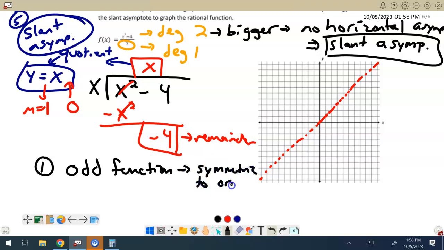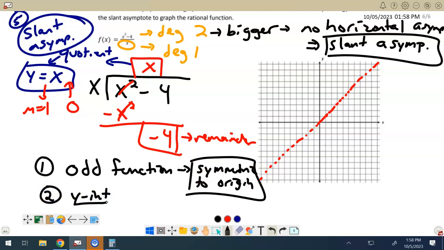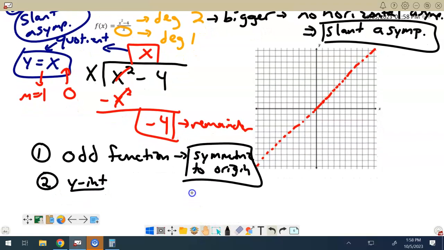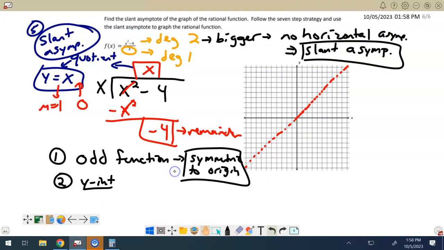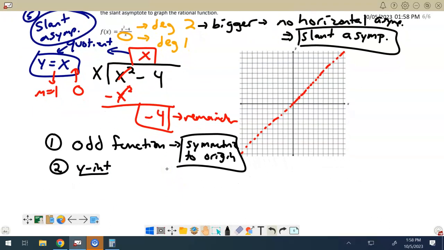So there actually is a symmetry here in this example. All right. Step 2, we want to find the y-intercept. So we plug in 0 for x. I think I'm just going to zoom out here a little bit. And so we will have f of 0 equals 0 squared minus 4 divided by 0.